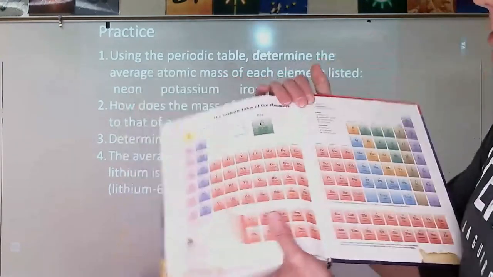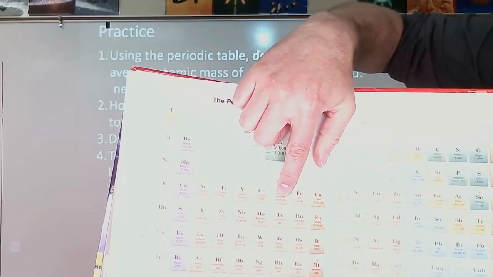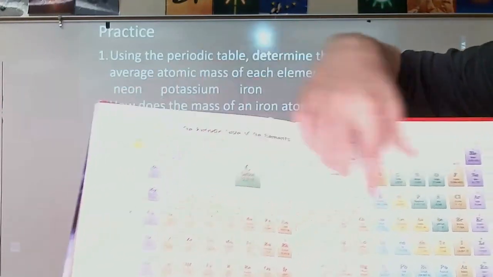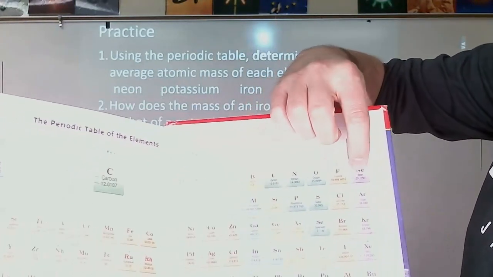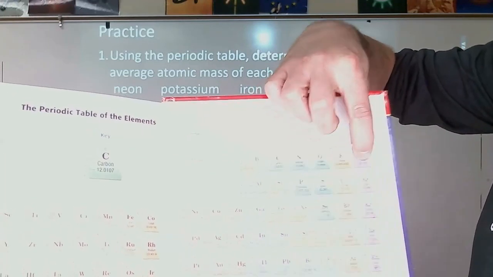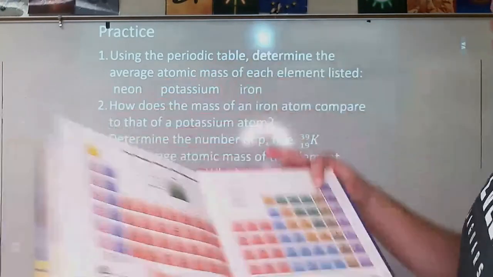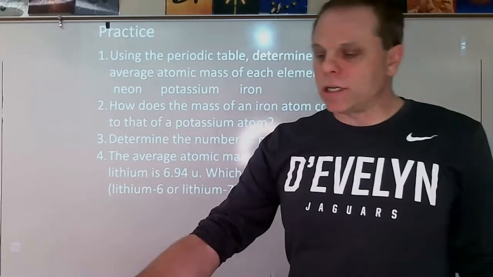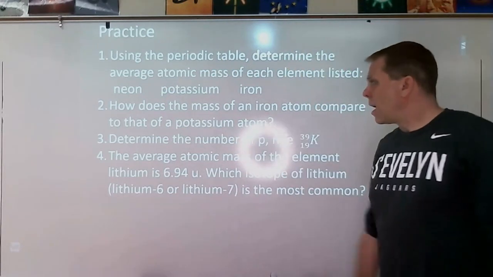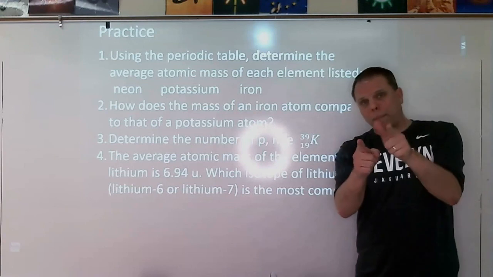Okay, and it's the number that's going to be at the bottom of these. So if I look at neon, which is our first one, I come over here. I don't know if you can read this, but neon is 20.1797. So that is the average atomic mass of neon. All right, so why don't you pause it and practice?